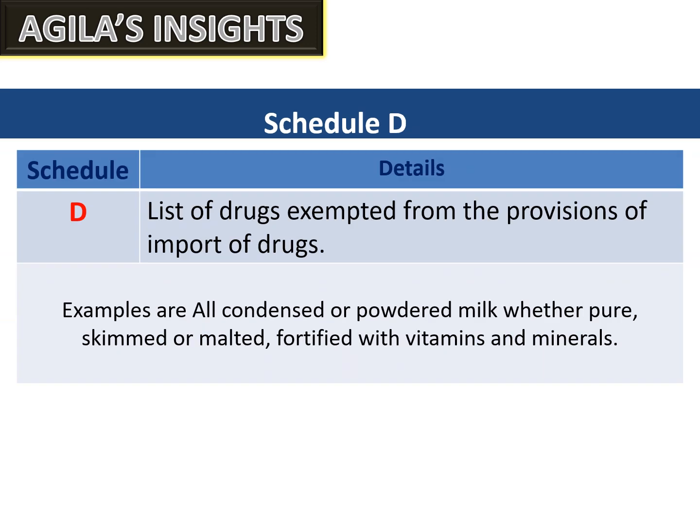Schedule D lists the drugs exempted from the provisions of import of drugs, meaning those which are used both as articles of food as well as drugs. Some of the examples are condensed or powdered milk in any form, like pure, skimmed or malted, fortified with vitamins and minerals.